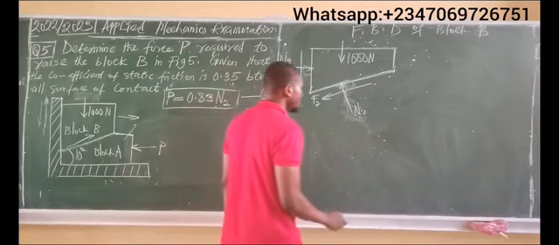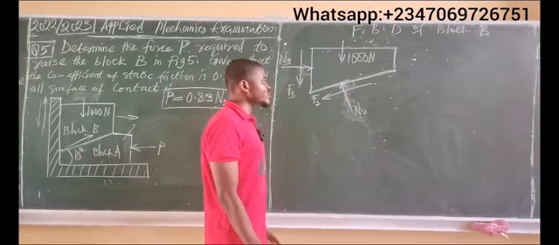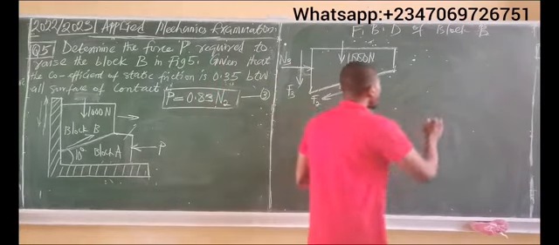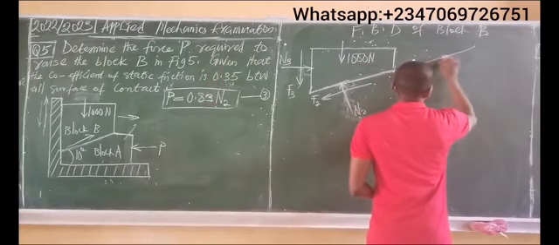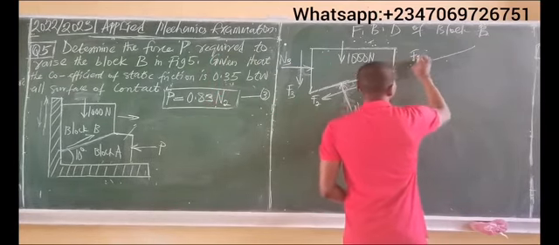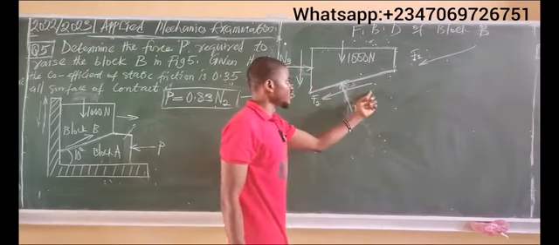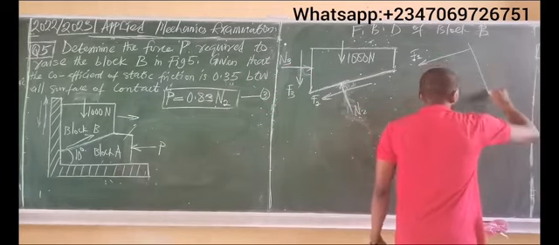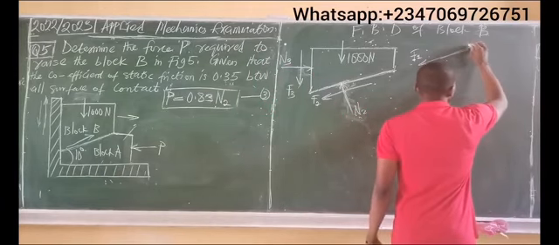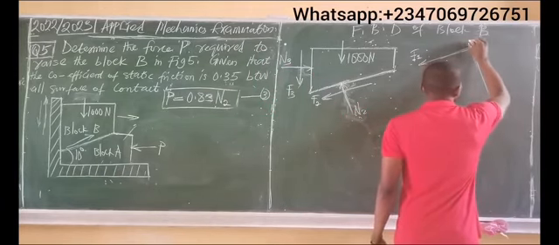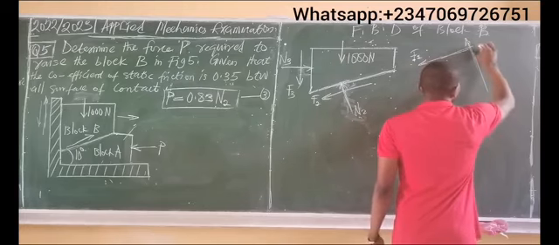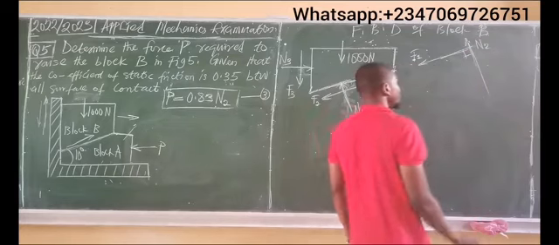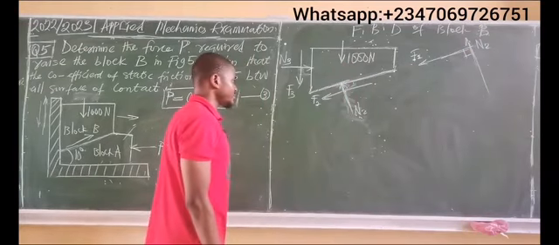So as usual, like I said, the normal reaction and the frictional force make an angle of 90 degrees to one another. So you have the frictional force, which is this, F2, and you have the normal reaction, which is this. Call this N2. They are at 90 degrees to one another. They must always be at 90 degrees to one another.